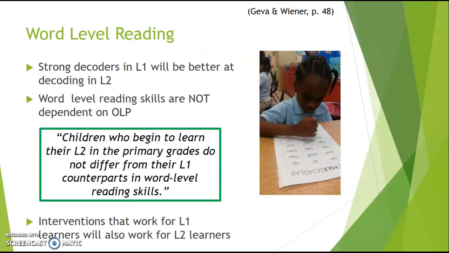Word level reading is another area to consider. Strong decoders in their L1 will be better at decoding in L2. And what I thought was really interesting was that children who begin to learn their second language in primary grades don't differ in their abilities from their native speaking counterparts. So what that means for me is that my students in first grade should all be performing at about the same level if they're receiving the same instruction from me. And if a language learner is needing interventions, I can provide them with the same ones I would do for my native speakers.